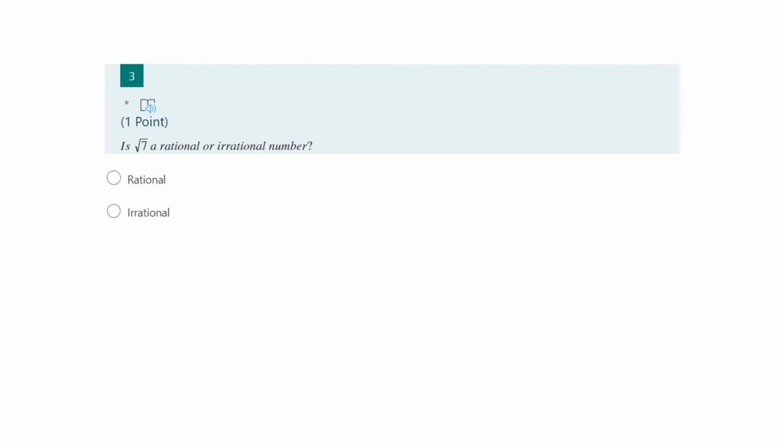Number 3, is the square root of 7 rational or irrational? The square root of 7 is one of the problems that we cannot solve evenly because there is no number times itself that gives us 7. 7 is between the square root of 4, which is 2 times 2, and the square root of 9, which is 3 times 3. So because we cannot solve this problem evenly, it is irrational.